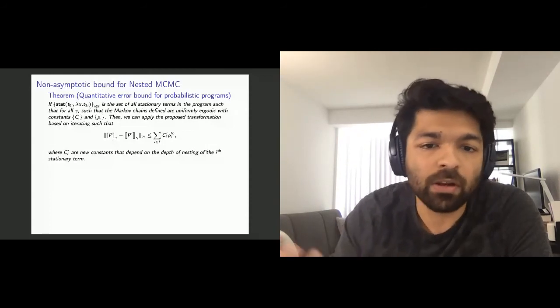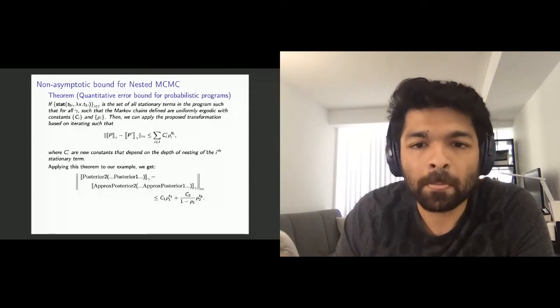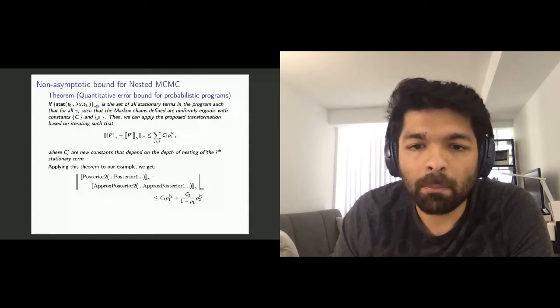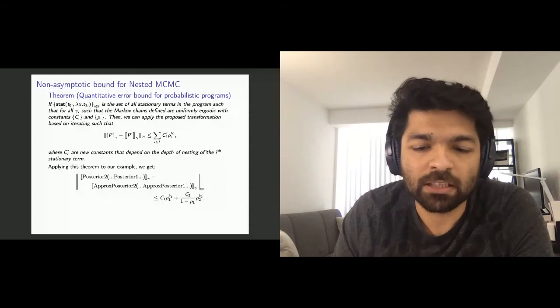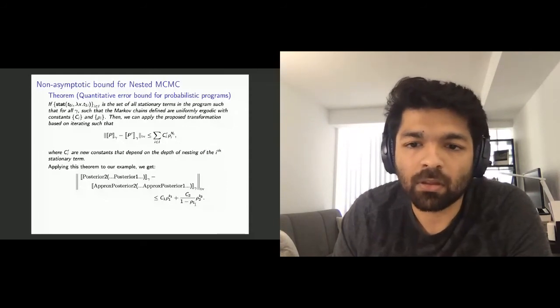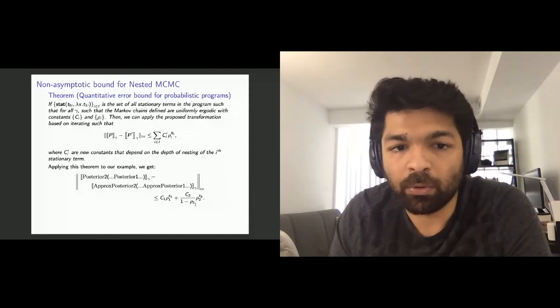So if we go back to our previous example, if we had the nesting of 2 such programs, then we can control the approximation error by this particular term. The constant C2 was the constant for the Markov chain represented by our posterior 2.